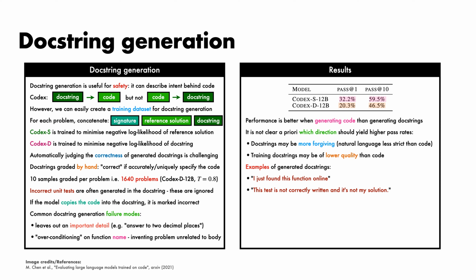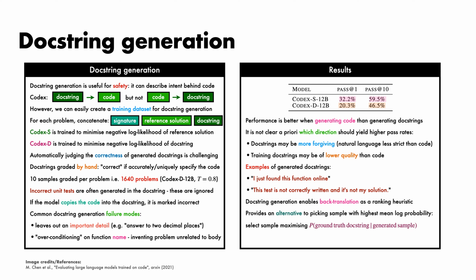One potential use case for docstring generation is to employ it for back translation as a ranking heuristic when selecting the best sample of generated code when we don't have access to Oracle unit tests. This can be viewed as an alternative to picking the sample with highest mean log probability, where we instead select the generated code sample that maximizes the back translation probability, P, of ground truth docstring given generated sample, using Codex-D to evaluate this conditional probability.